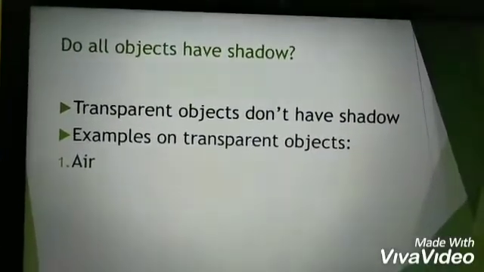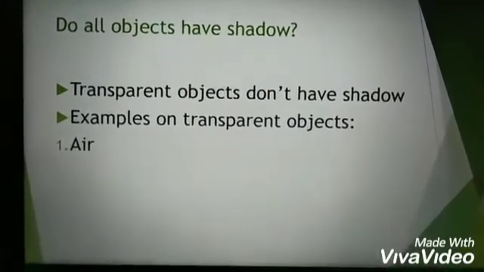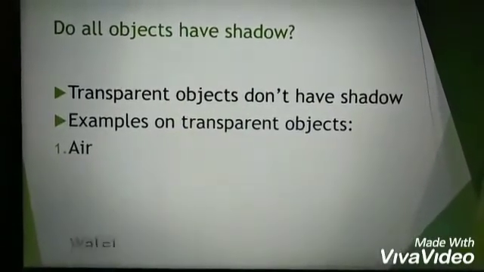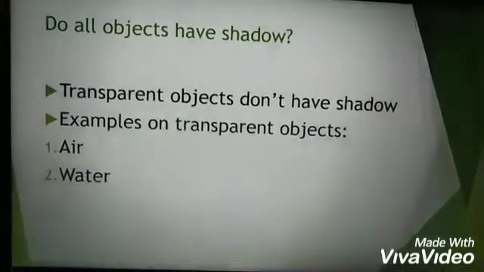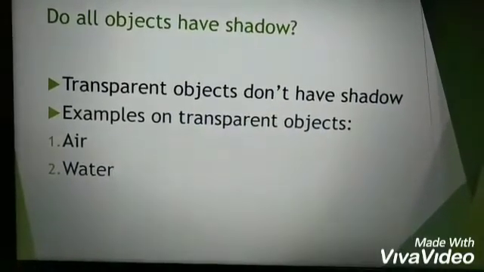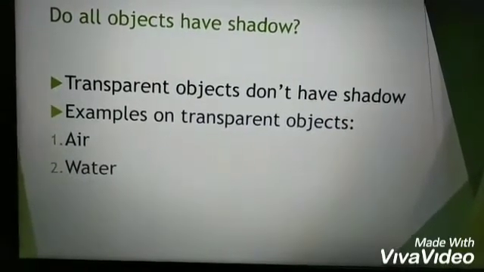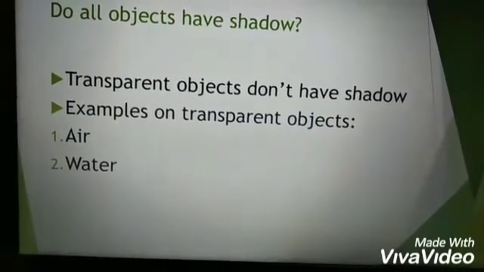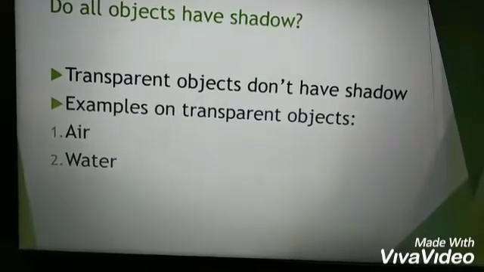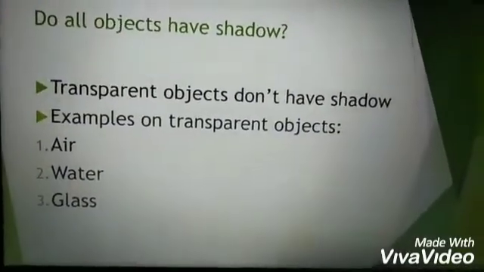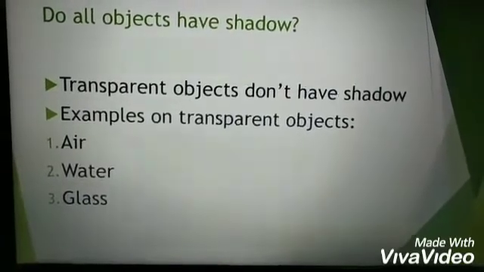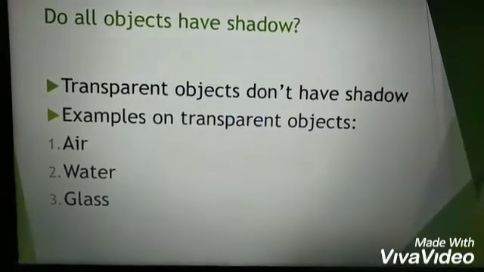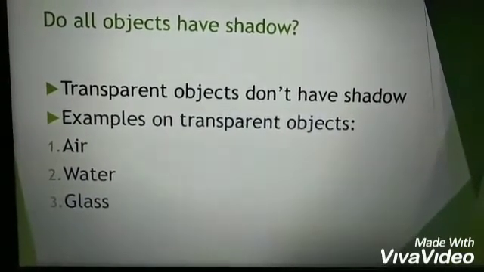Great! Air is the first example on transparent objects. Water is another example on transparent objects. You can notice that we can see objects inside the water, so water is a transparent object. Glass is another example on transparent object. Can you see the objects outside of your window? Yes or no?